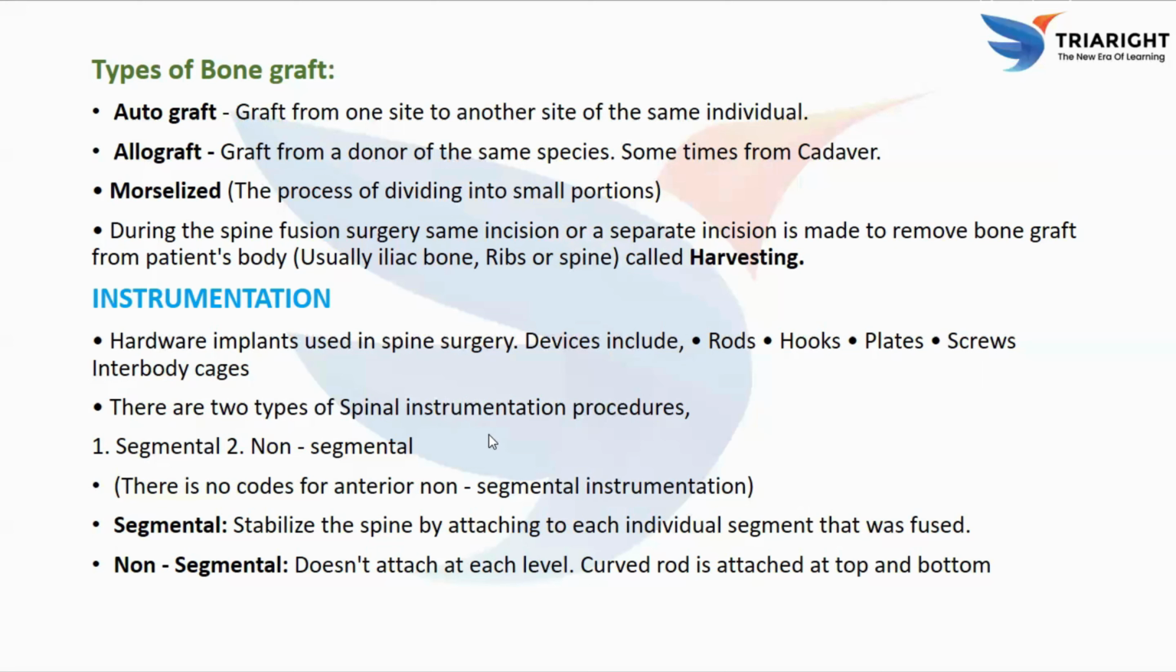And there are types of spinal instrumentation: segmental instrumentation and non-segmental instrumentation. In segmental instrumentation, the hardware is attached at each vertebral level that is fused. For example, screws are placed at L3, L4 and L5. The rod connects all the levels and it is much stronger and more stable. Whereas in non-segmental, the hardware is attached only at the top and bottom, so it does not attach at every level. For example, one curved rod is fixed at T12 and L5 only. This is much less rigid than segmental. So these are the types of spinal instrumentation.